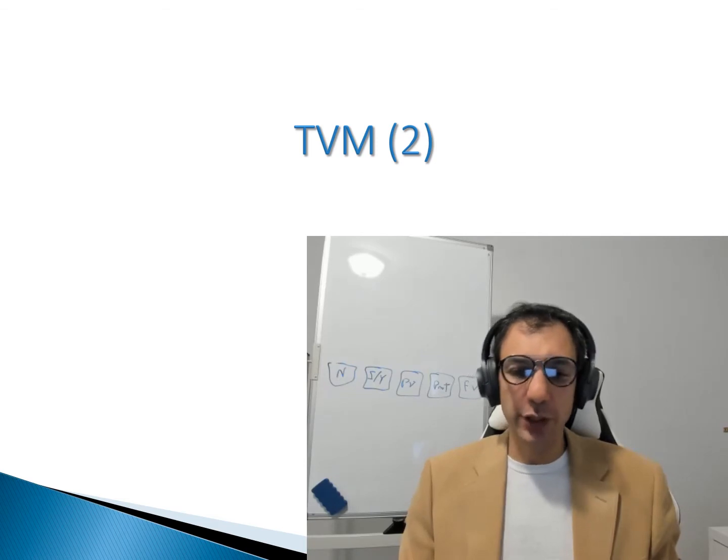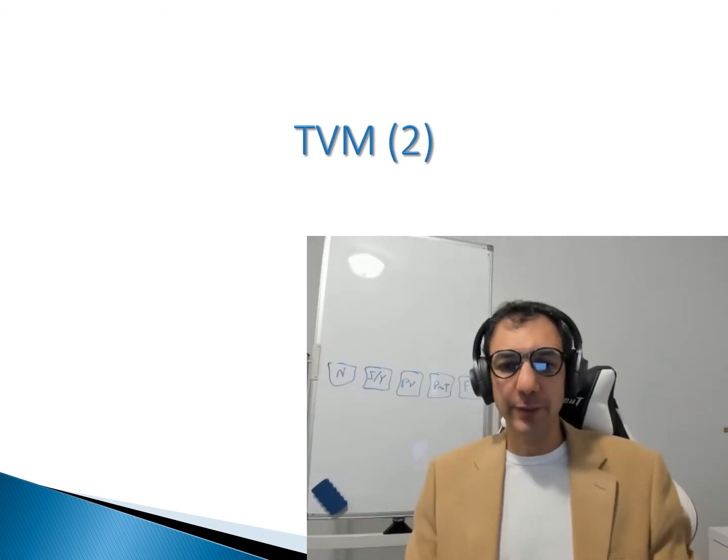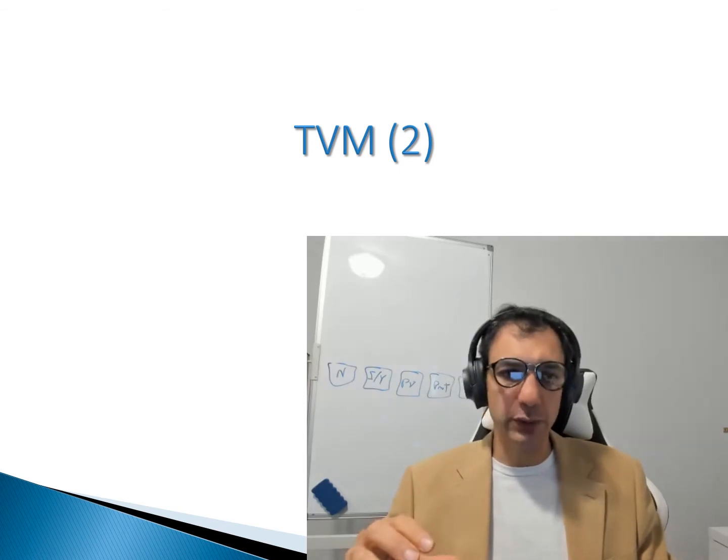Welcome back. This is the second lesson from the fifth module where we're talking about TVM, time value of money. We talked about lump sum and how we can find the present value and future value of a lump sum. Now in this lesson, we're going to talk about several cash flows. What if you have more than one cash flow and you want to find the present value or the future value of that cash flow?